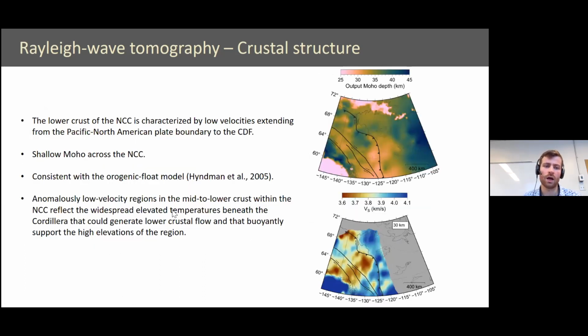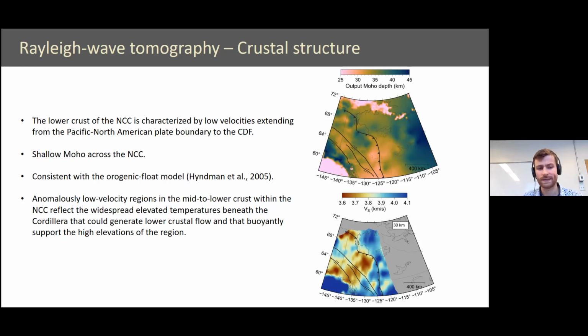So in another way, here we show that the lower crust of the Northern Canadian Cordillera is characterized by low velocities that extend from the Pacific-North American plate boundary to the Cordillera deformation front. We have a shallow MOHO across the NCC with some variation, but the distribution of MOHO estimates is quite narrow, with an average of about 33 kilometers depth. And so those two points here are quite consistent with the orogenic float model from Eaton and colleagues in 2005, and Oldow and colleagues in 1990.